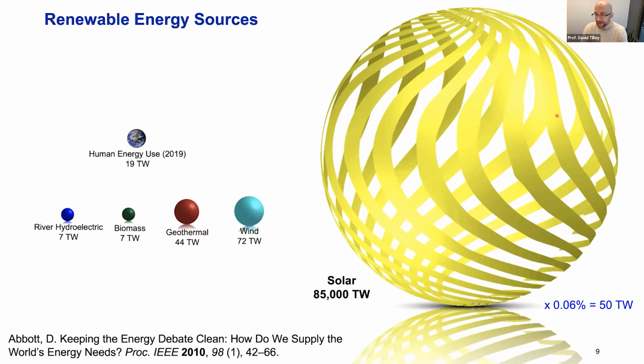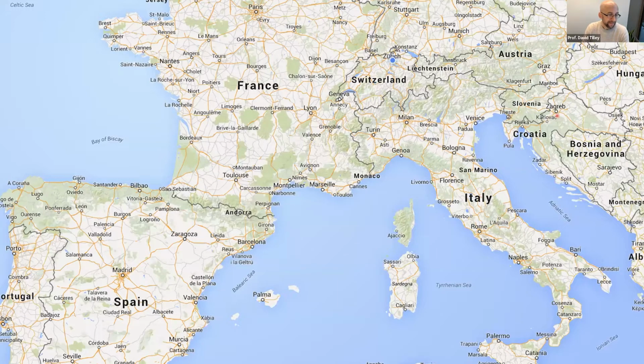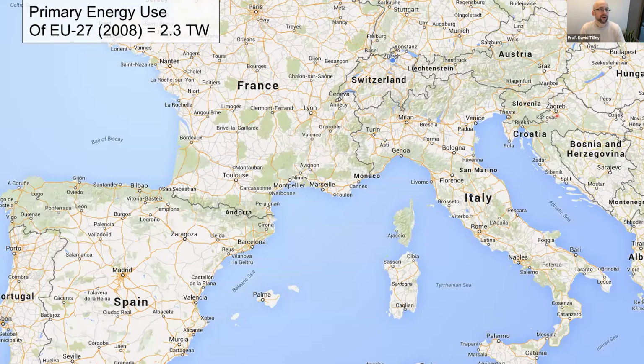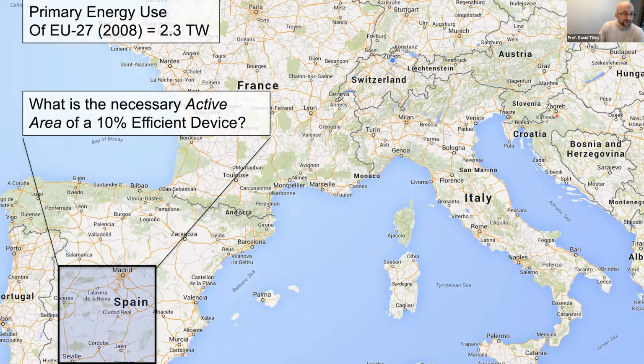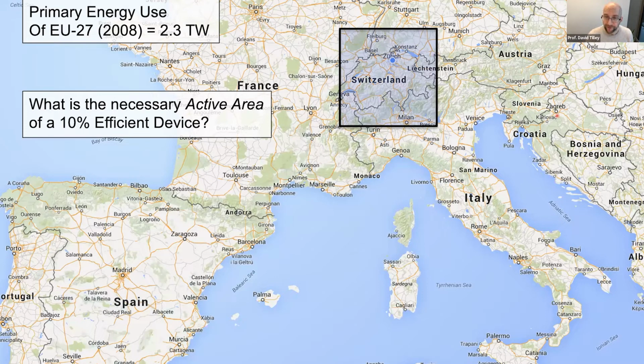So the solar resource is huge, but it's dilute. And I want to illustrate here how big of a panel we need to build. Primary energy use in the EU was 2.3 terawatts back in 2008. So I asked myself, what is the necessary active area of a 10% efficient device that would be required to meet this energy demand if we use the solar insolation of southern Spain, which has the highest amount of sun? What you see there is a very large device. It's stretching from Madrid to Sevilla. And if we put that over Switzerland, we would need a device on the order of twice the size of Switzerland. So very large.